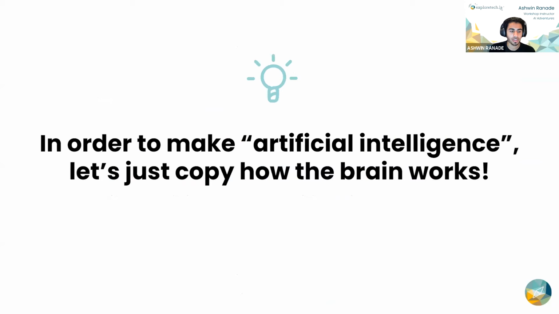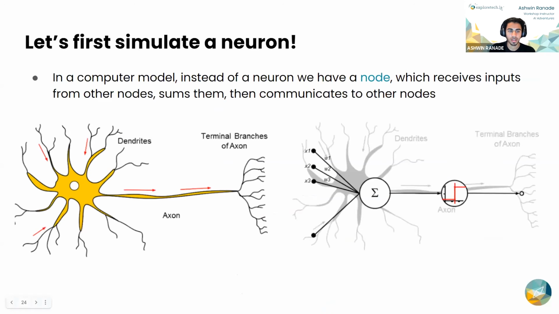So in order to make artificial intelligence, let's just copy how the brain works, but through a computer. First, let's simulate a neuron. In the actual brain, we have a neuron, which is biological, a cell. But in computers, we obviously can't have that. So we use something called a node. A node is very similar. It takes all the inputs from its neighbors and adds them all together. Then based on that, it either fires its signal or it doesn't. So it's kind of an all or nothing response.